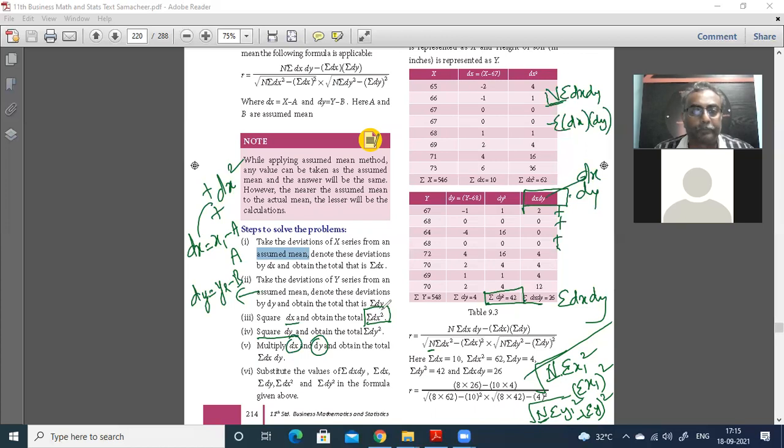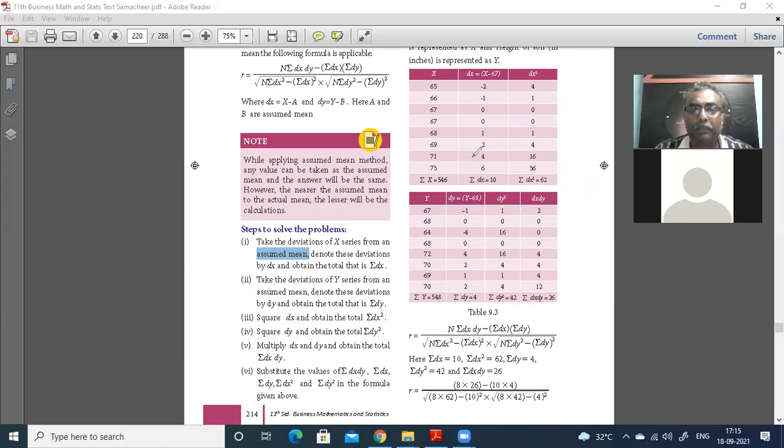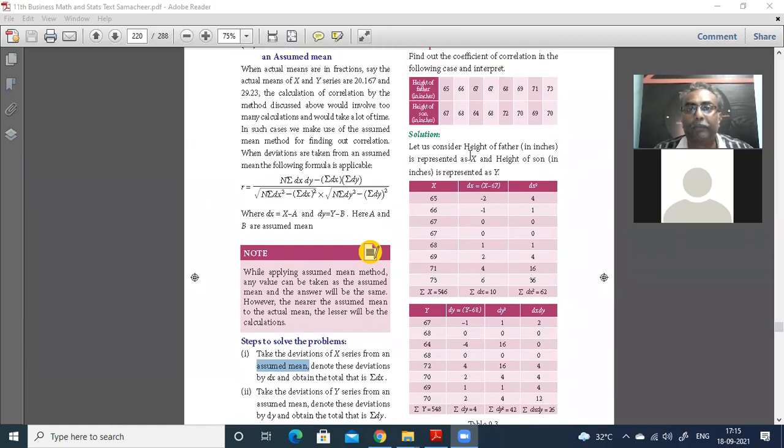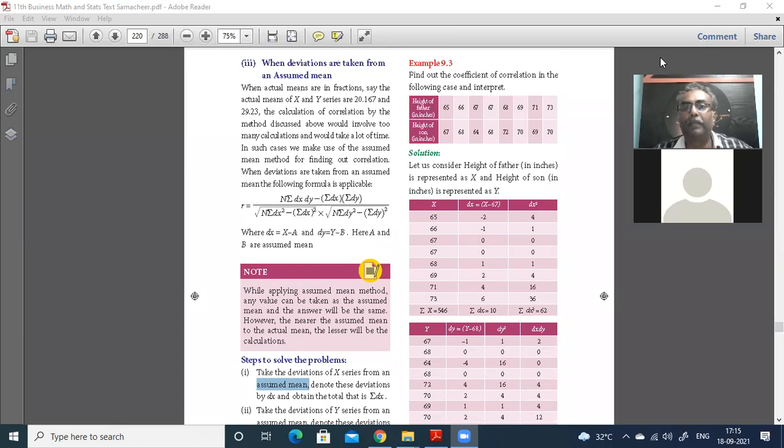Now let us do one sum. Then you will see why this is such a simple sum. Only 5th standard, 6th standard students can solve this problem. There is nothing of 11th standard level that you have to fight with to solve this problem. Now this is a very famous thing, the correlation coefficient between the father's heights and the son's heights. First, let us do example 9.3. Find out the coefficient of correlation.